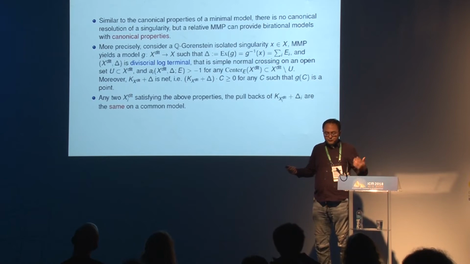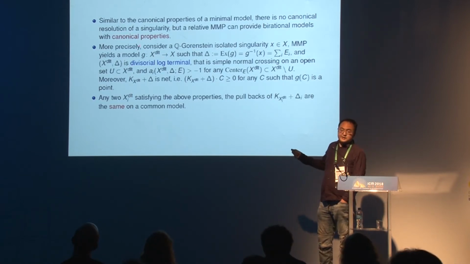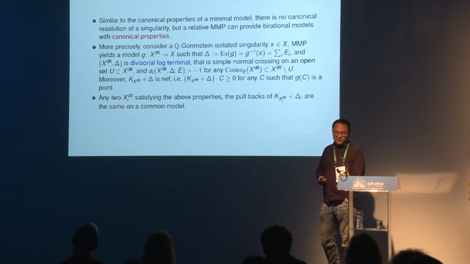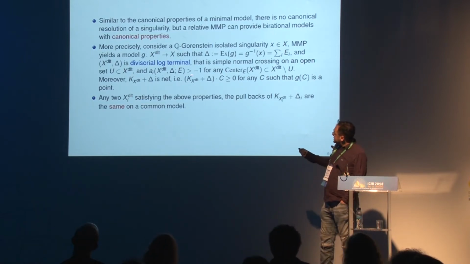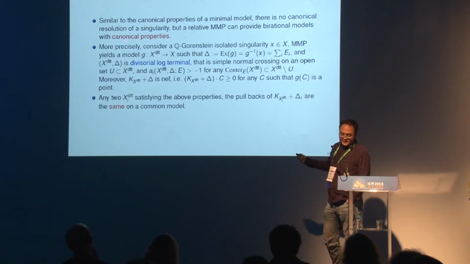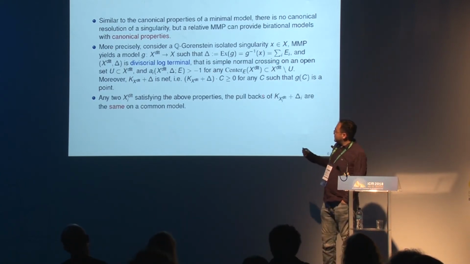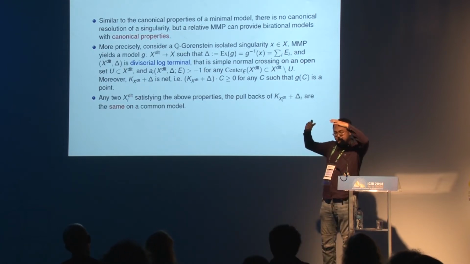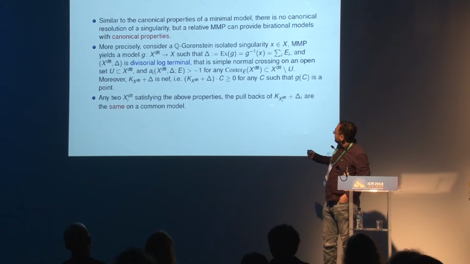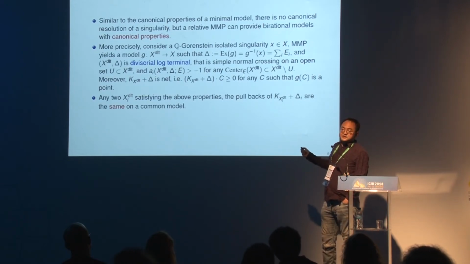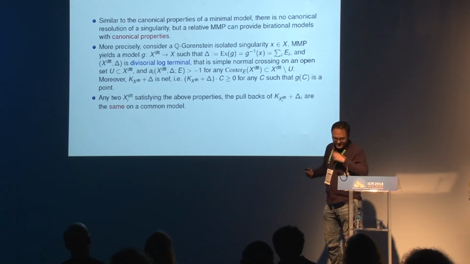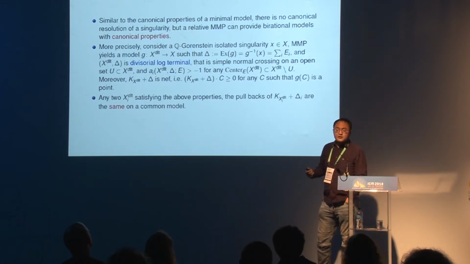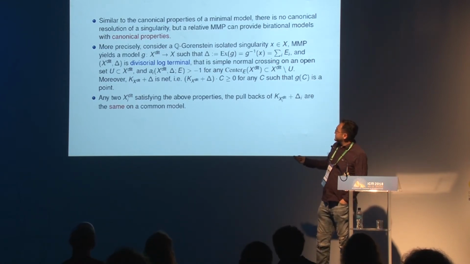So if you take an arbitrary resolution, this condition usually doesn't hold. This condition precisely means it's a relative minimal model. So this condition is basically guaranteed by the minimal model program. And by canonical, I mean that usually even this kind of model is not unique. However, if I have two such models and I take a common model which dominates both of them, then the pullbacks of this log canonical class are the same. In other words, they are the same log canonical class in the birational sense. And this is the canonical property which I want to talk about later.